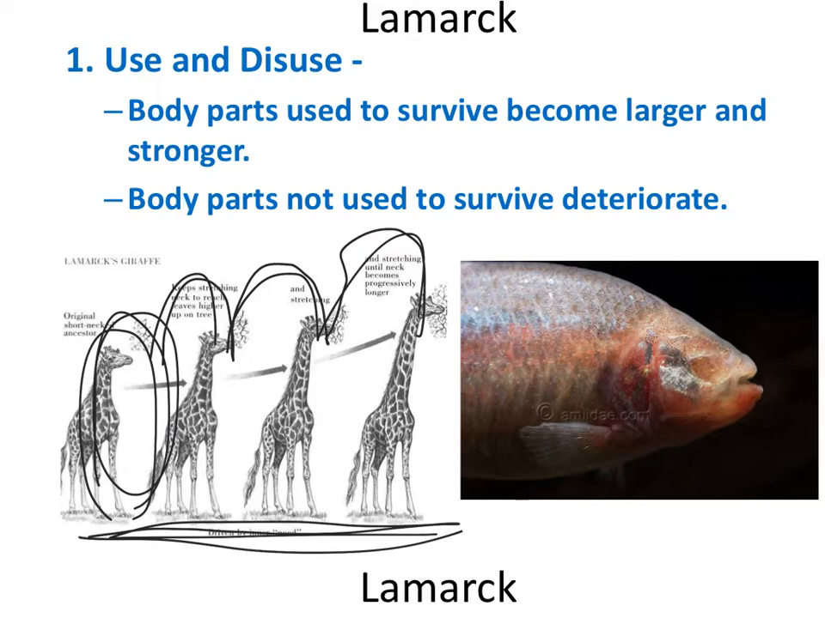Another facet of this use and disuse idea is that if your body part isn't used, then it's just going to deteriorate or diminish or disappear over time. This fish here, he lives in a cave, and that cave is pitch black. I'm talking no speck of light. So in that cave, having an eye is just simply useless. There's nothing to see at all. So Lamarck would have said, well, these fish, they don't need eyes. So over time, their eyes got smaller and smaller, and then eventually they just had no eyes.